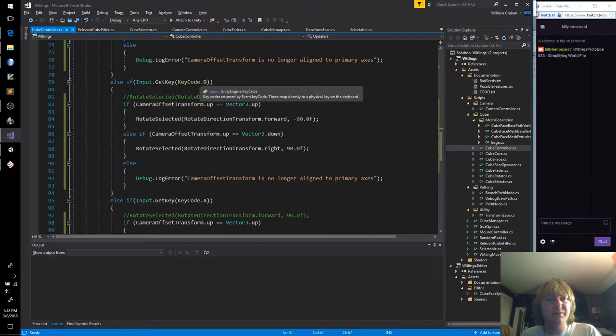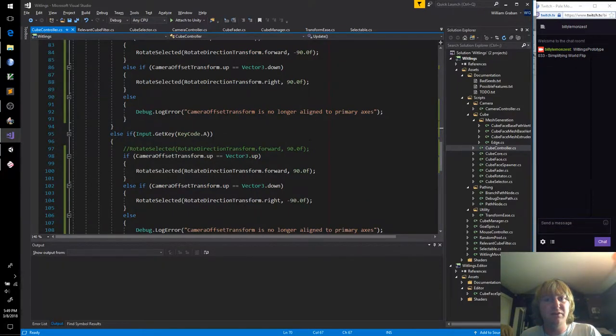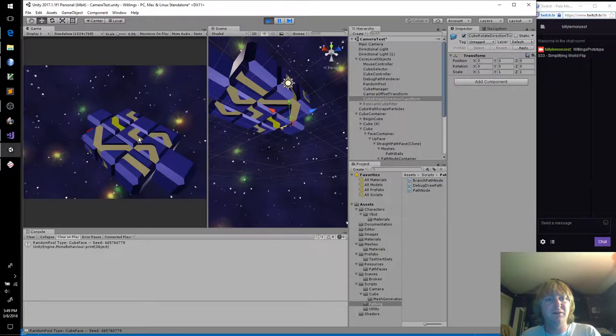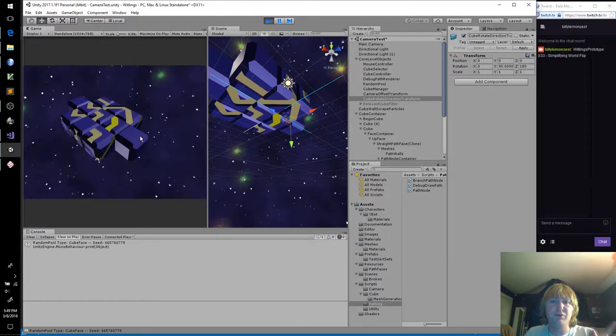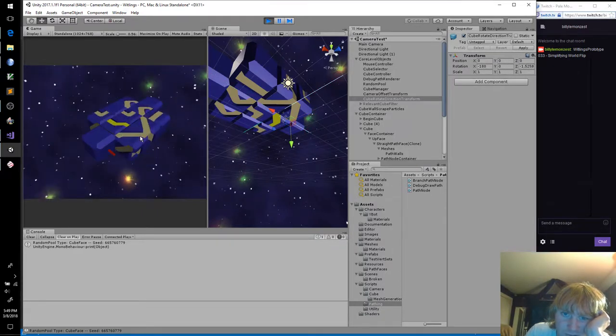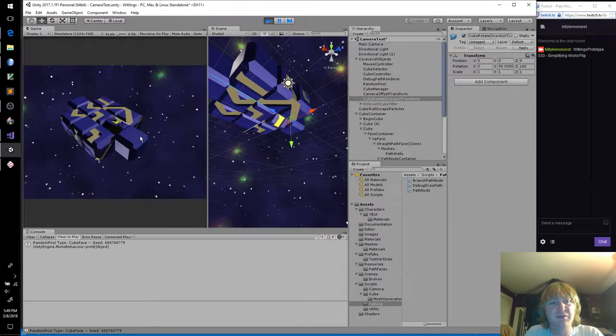That means my D, which is to the right, should be, I think it's positive around the right, which it is. Okay. So, when we flip the world over, everything is good. Let's see what happens when we spin it to the left. Whoa! No, that looks correct to me. And now it's wrong.